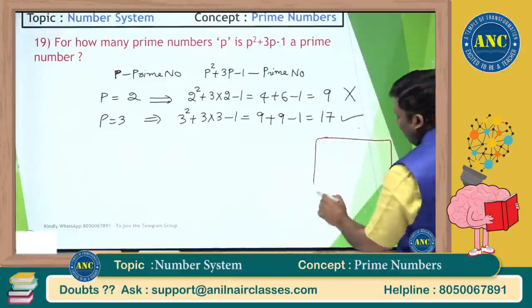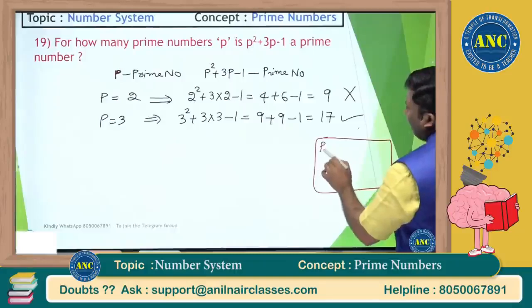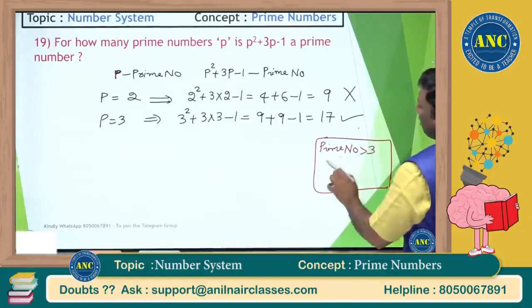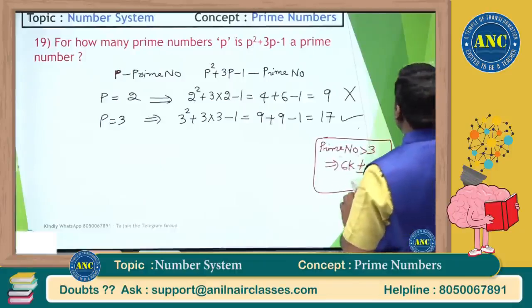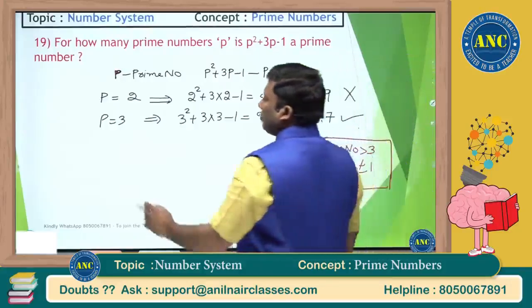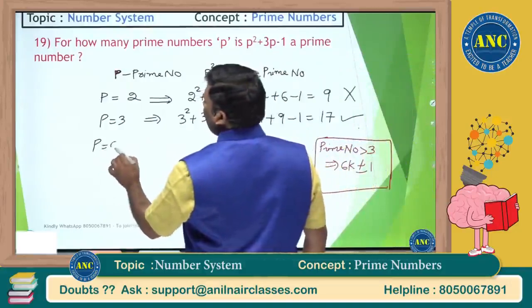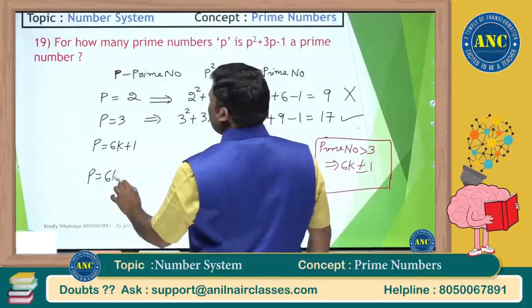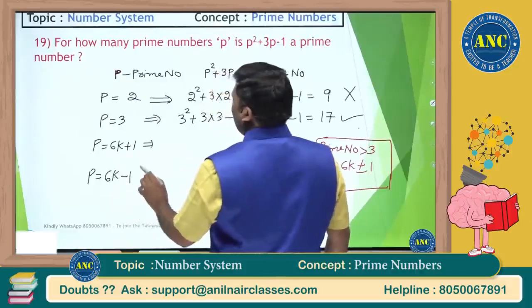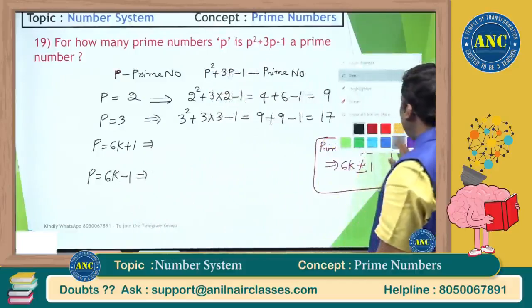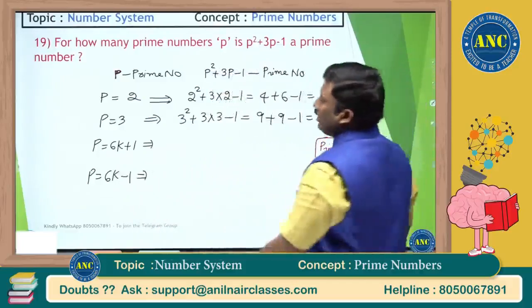Any prime number greater than 3 is always of the form 6k plus or minus 1. So any prime number greater than 3 is 6k plus 1 or 6k minus 1. After this, just by looking at the question itself, you can say the answer.